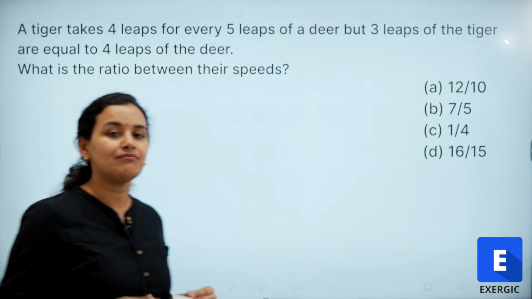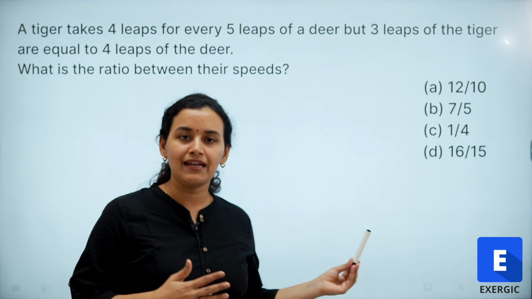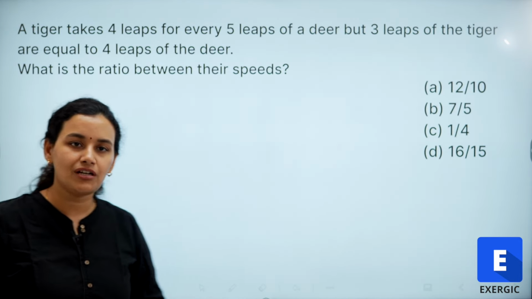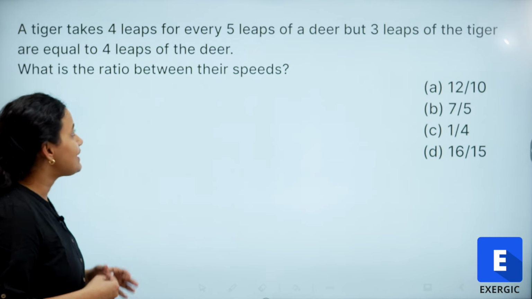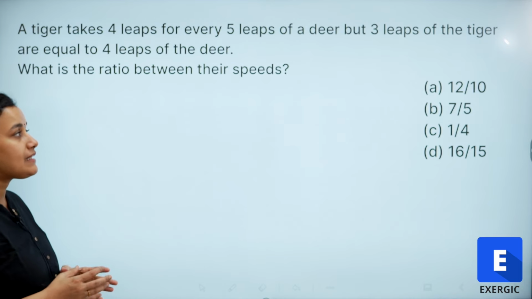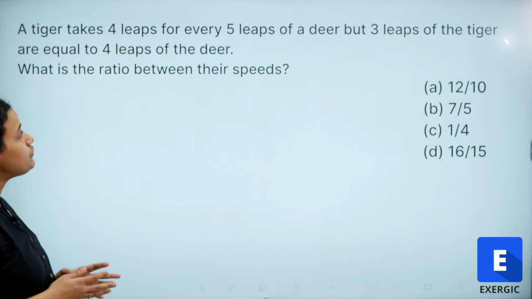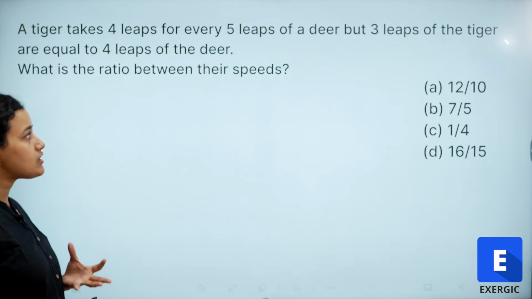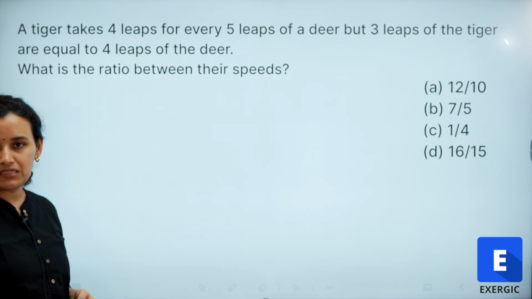The first question, please pause the video, give it a try and then you can cross-check your solution with ours. A tiger takes 4 leaps for every 5 leaps of a deer, but 3 leaps of the tiger are equal to 4 leaps of the deer. So what is the ratio between their speeds?